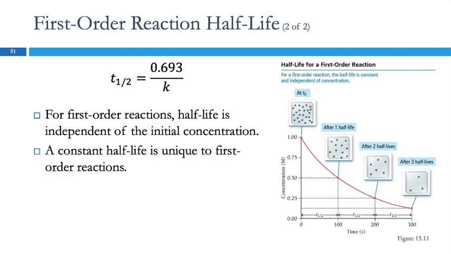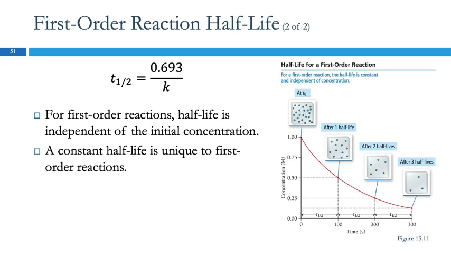Okay, so for the first order reaction, half-life is equal to 0.693 divided by the rate constant. The half-life doesn't depend on the initial concentration. Doesn't matter how much there was to start with, it just gets cut in half each time. And so that means that the half-life is the same throughout the whole reaction. That is actually unique to first-order reactions. First-order reactions are the only ones that do that.